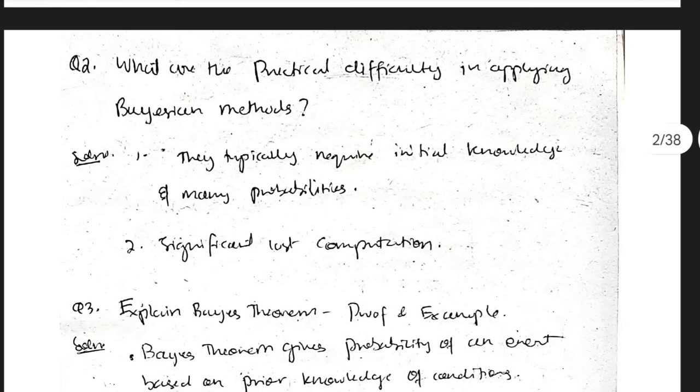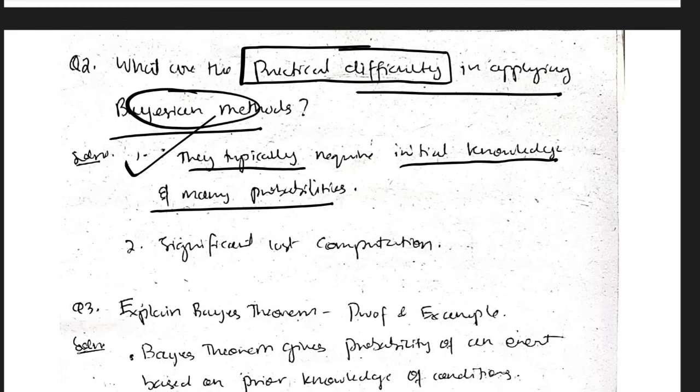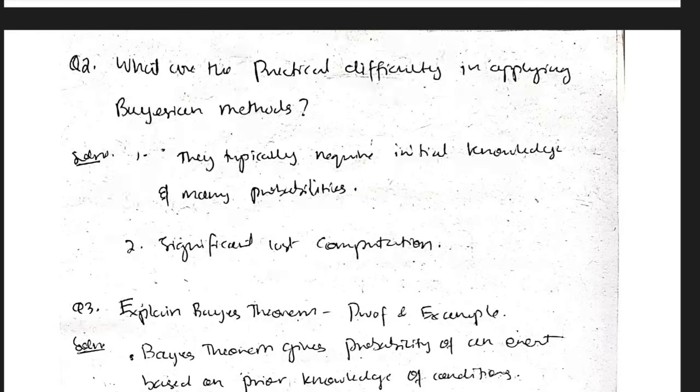What are the practical difficulties in applying Bayesian methods? Is it always easy to apply Bayesian algorithms, or are there some difficulties? There are two practical difficulties. They typically require initial knowledge of many probabilities. The domain knowledge, like if you are going to a school, you need to know the school's name, right? That is the prior knowledge you need to know. Like that, in the Bayesian method, the context of what the probability is applied upon, that context you need to know. Second, significant computation cost: there are a lot of calculations happening. These are the two practical difficulties in applying Bayesian methods.